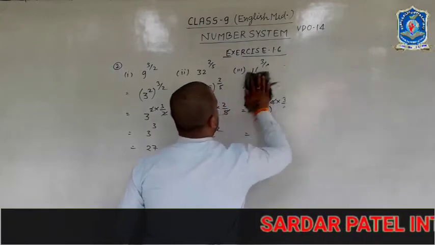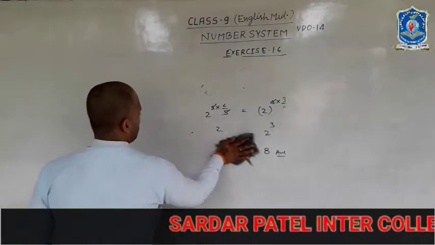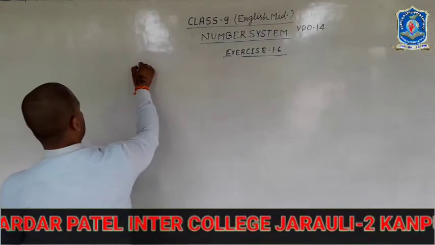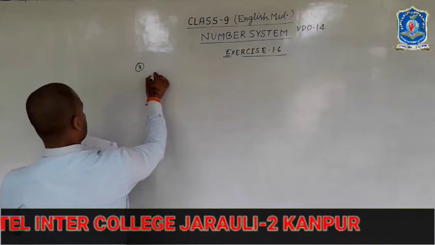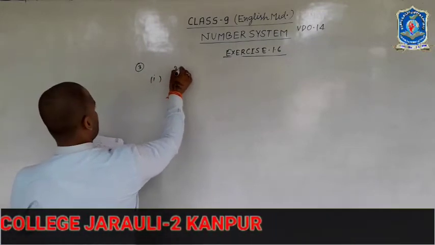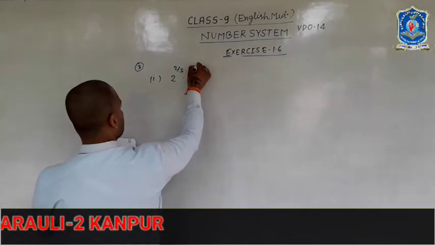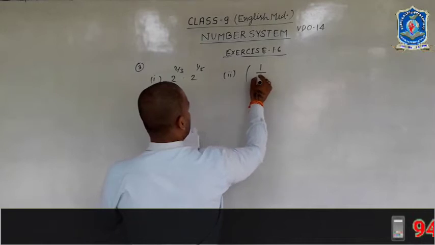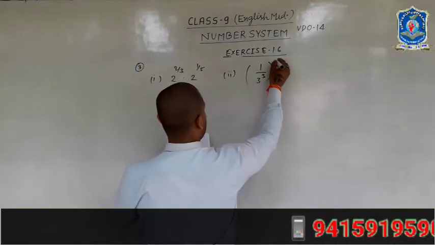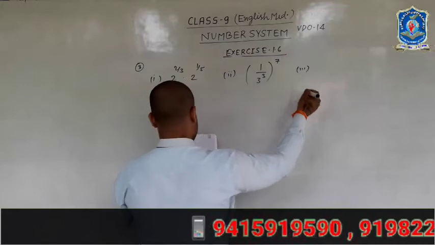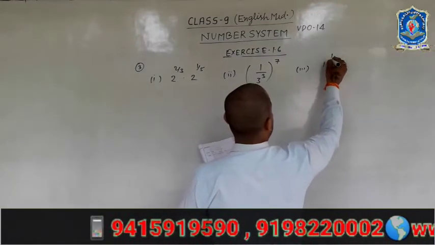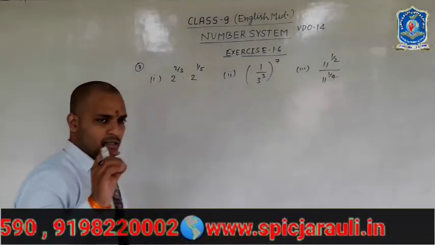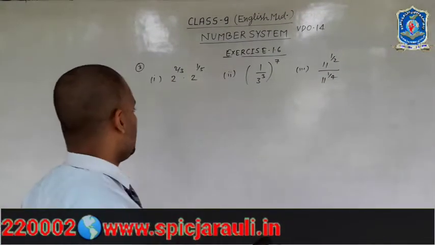Now let's see question number 3. Question number 3 is simplify. First one is 2 to power 2 by 3 into 2 to power 1 by 5. Second one is 1 upon 3 cube, to whole power 7. And third one is 11 to power 1 by 2 upon 11 to power 1 by 4. Simple laws of exponents are used here.